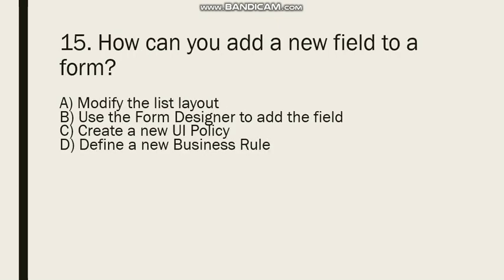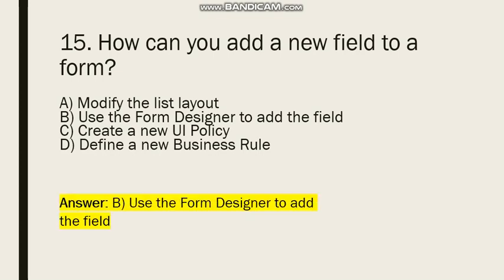15. How can you add a new field to a form? A. Modify the list layout. B. Use the form designer to add the field. C. Create a new UI policy. D. Define a new business rule. Answer. B. Use the form designer to add the field.